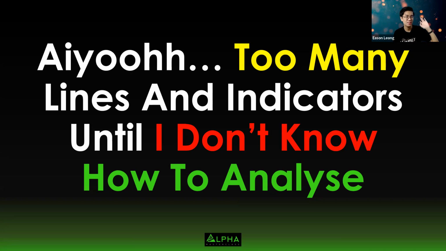I can type a me into the chat box. Too many lines, too many stuff. Don't know where to start and don't know which indicator to use. Don't know which time frame as well. So many things at one time.